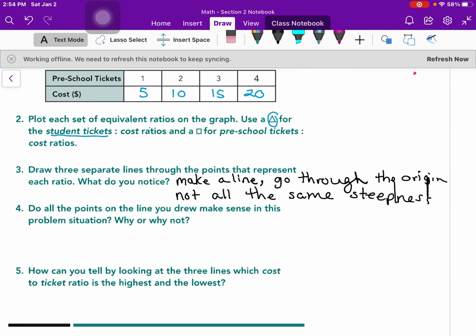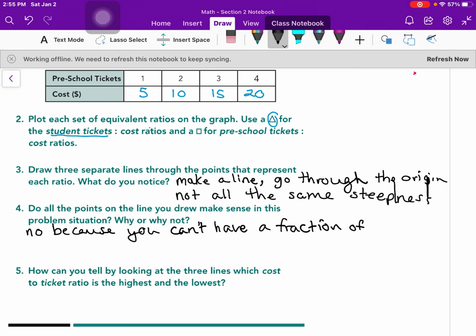So let's write, let's say no, because you can't have a fraction of a ticket. You can have a fraction of money, but you can't have a fraction of a ticket.